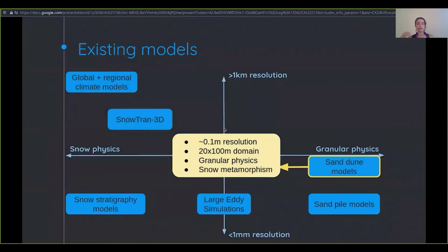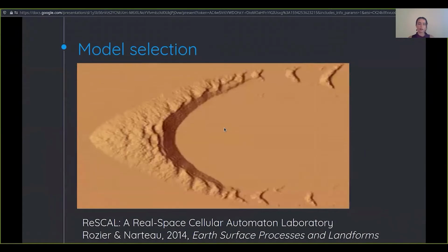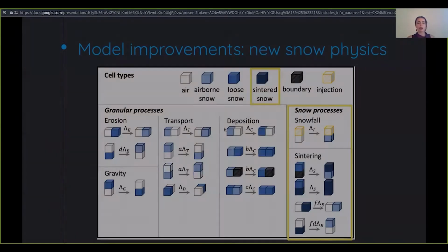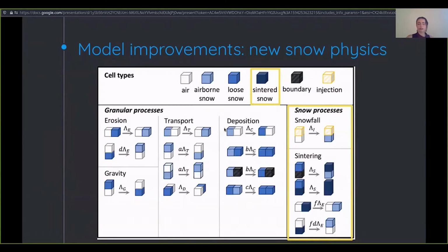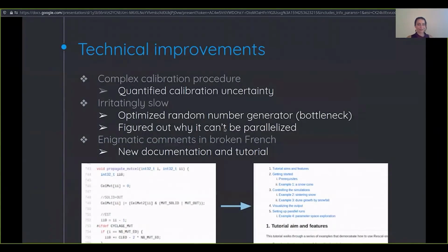So instead, I took a sand dune model, a community standard one called the Real Space Cellular Automaton Laboratory, and adapted it to make it model snowfall and snow cohesion and other processes like that. Along the way, I ran into a number of technical challenges that may entertain some of the fellows here. I calculated the uncertainty in the simulation from its measurements and dimensionalization, factors about 5 that had previously been ignored in publications. I optimized away a numerical bottleneck with the help of computer scientists from LL&L.